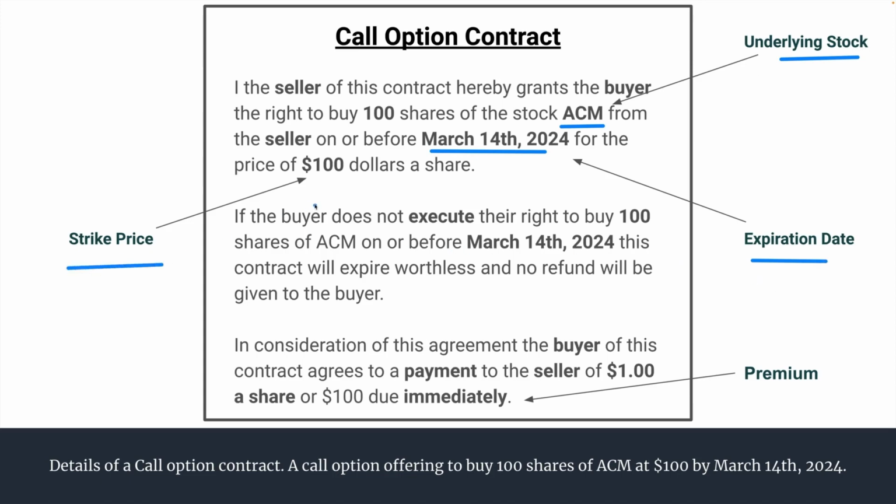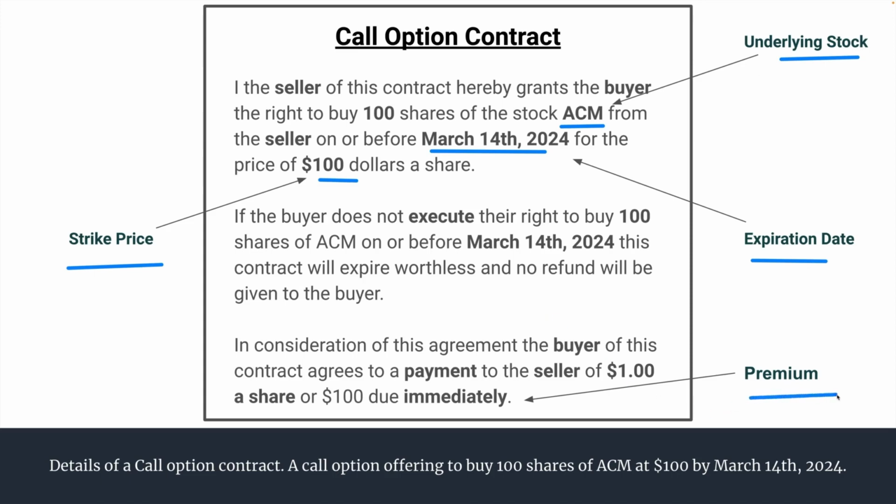Next is the strike price. This is the price that you can buy shares for. So this contract is saying that you can buy 100 shares of ACM by March 14th for $100. And this is referred to as the strike price, the price that you can buy the shares.